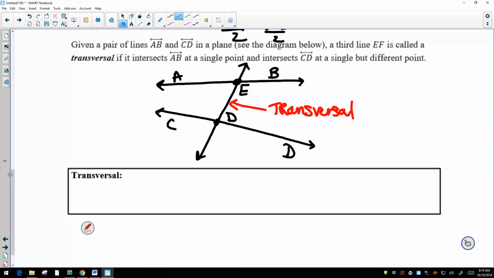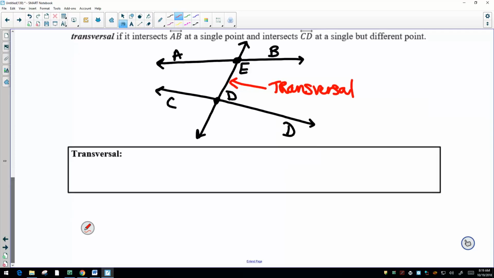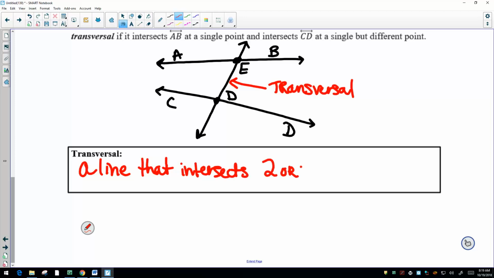Okay, so we want to know, as far as the definition goes for a transversal, it's just a line that intersects two or more lines. And that's what we found with ED. It was intersecting two or more lines.